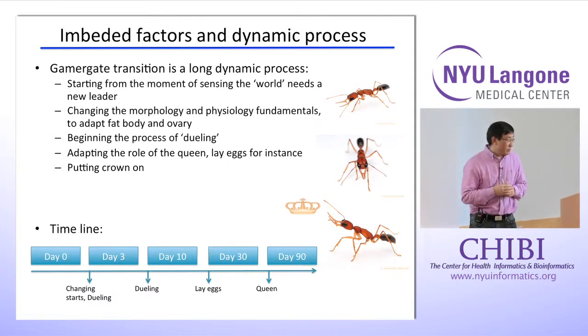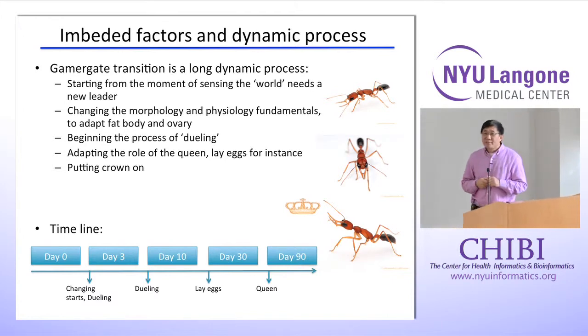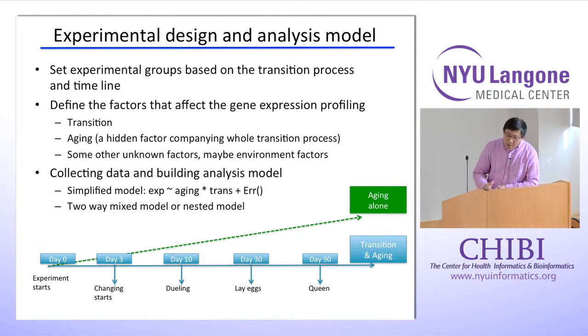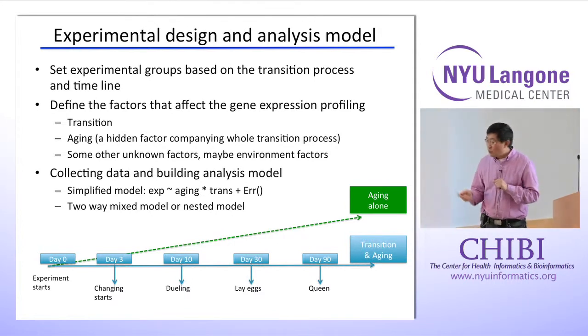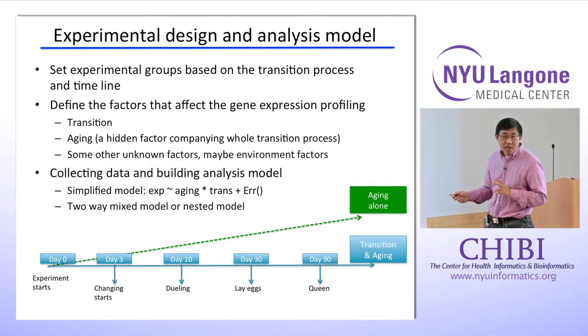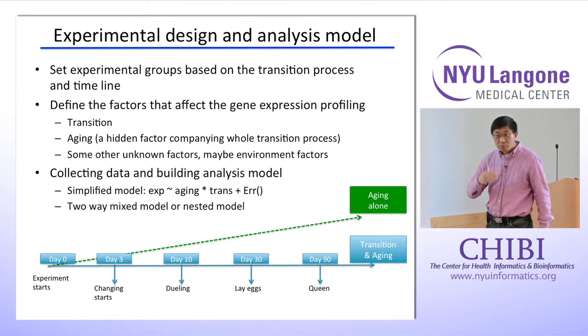And this type of factors, what we call the embedded factors or mixed factors. So when we study this type of problem, we really need to think about how to set up a model to do the analysis, allowing us to dig out only genes which are associated with this transition, not with the aging, okay?